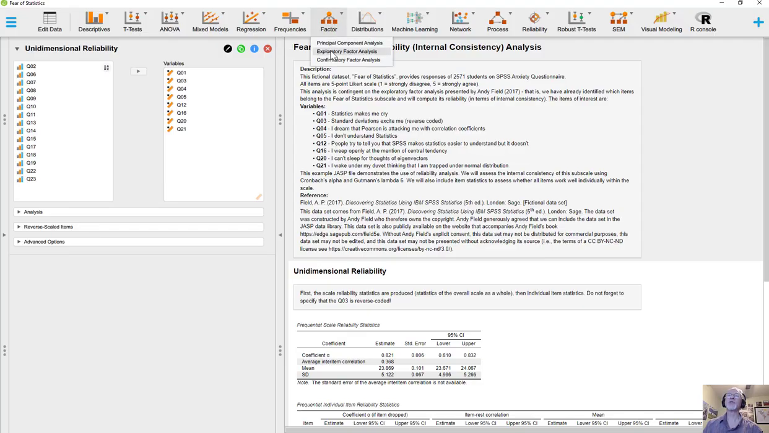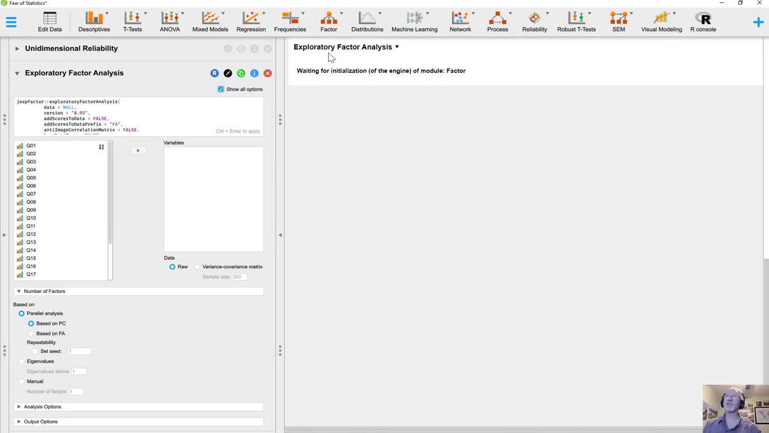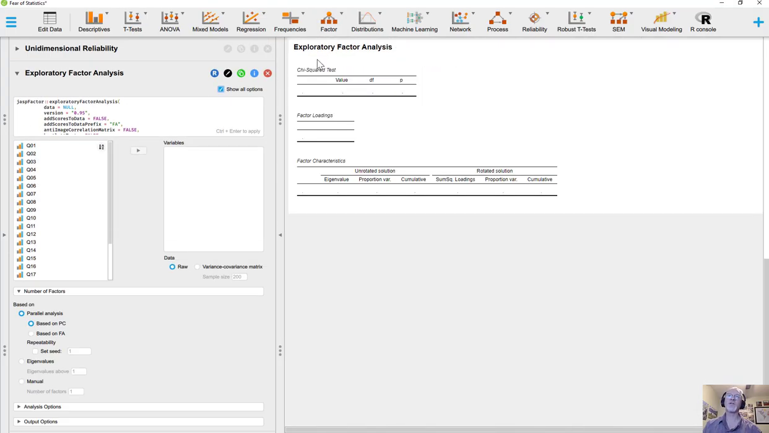We're going to go to one of the most common factor analyses done in psychology, which is exploratory factor analysis. And the first thing I want you to see is that this module automatically shows you the R code. If you're looking to see what the R code is and you want to see how to change it up, you can change up your options here. It'll change the R code for you. So that's cool.